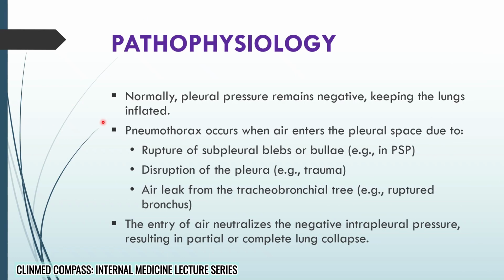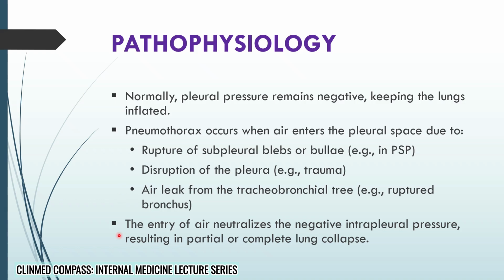Pathophysiology. Under normal conditions, the pleural pressure remains negative. This helps to keep the lungs always inflated. However, in cases like pneumothorax, there is disruption of this balance by allowing air into the pleural space. This can occur as a result of rupture of the subpleural blebs or bullae, disruption of the pleura as in trauma, or air leaks from the tracheobronchial tree as in a ruptured bronchus.